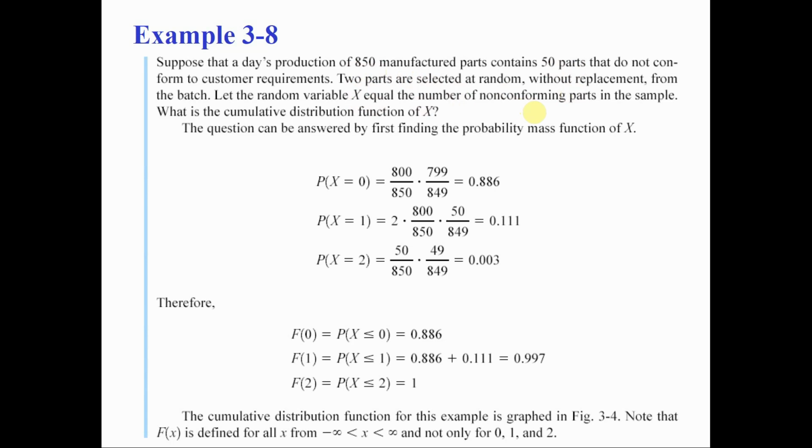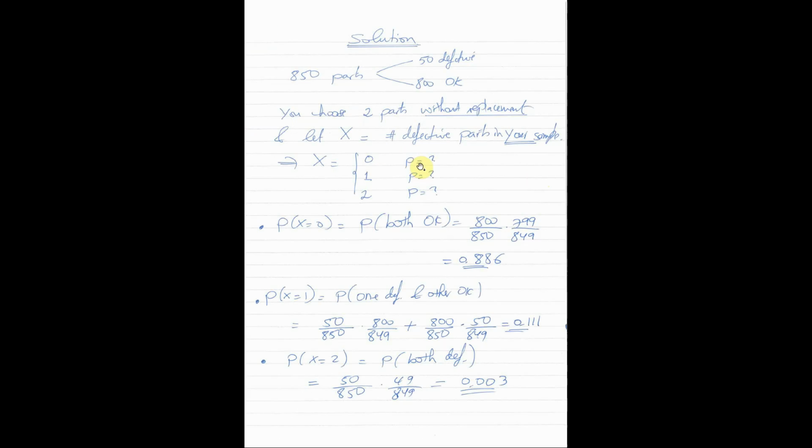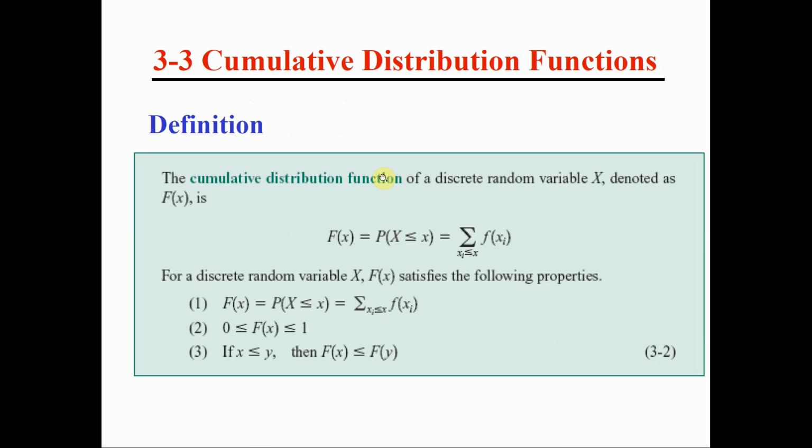The number of defective parts of your 2 is defined as the variable x. Now, to begin with, the question says, what is the cumulative distribution function of that variable x? So for this variable x, what is the cumulative distribution function, capital F of x?